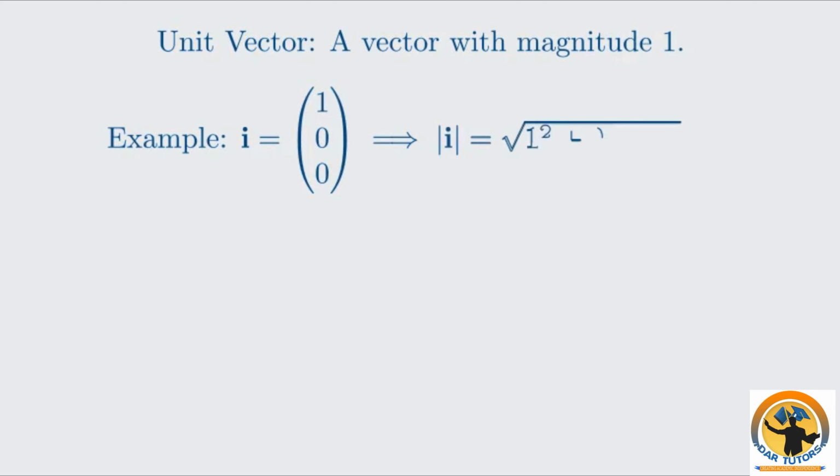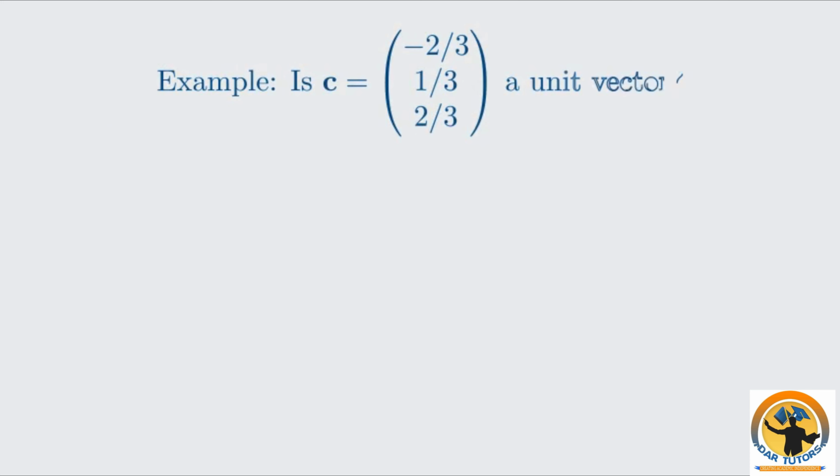A special type of vector is a unit vector. A unit vector is any vector that has a magnitude of exactly 1. The base vectors i, j, and k are all unit vectors. For example, the magnitude of i is the square root of 1 squared plus 0 squared plus 0 squared, which is 1. Let's determine if a given vector is a unit vector. Consider the vector C equals negative 2/3, 1/3, 2/3. To check if it's a unit vector, we must calculate its magnitude.